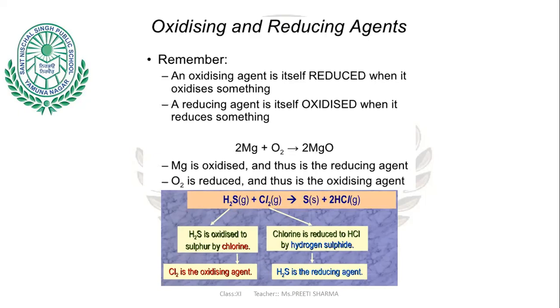Both are correct. Suppose second example is when H2S reacts with chlorine, it forms sulfur and 2HCl. Now here what happened? There is no oxygen atom there, right? But removal you can see. H2S is being oxidized to sulfur by chlorine, right? And chlorine is reduced to HCl by hydrogen sulfide, right student? So here Cl2 is oxidizing agent and H2S is reducing agent.